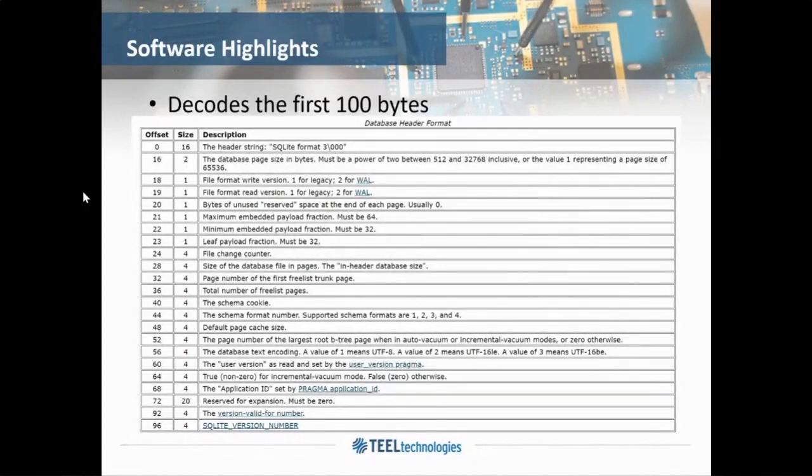One of the things that we'll also do is it'll decode the first 100 bytes of an SQLite database. I call this the admin section or the admin portion. And this will allow you to be able to get information like the page size or the number of pages in your database, or your total number of free list pages. So there's a lot of really great information that's housed within this first 100 bytes, and this is decoded as well in SQLite Explorer.